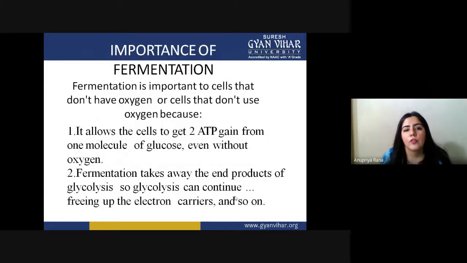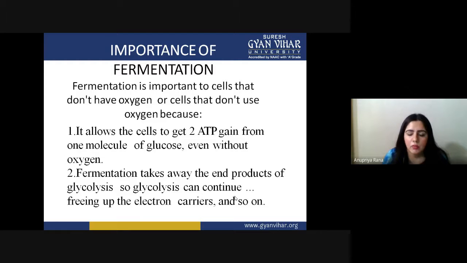Last, the importance of fermentation. Fermentation is a process important to cells that don't have oxygen or don't use oxygen. It allows a cell to get 2 ATP from one molecule of glucose even without oxygen. So how does it benefit? They are able to produce two energy molecules even without oxygen.